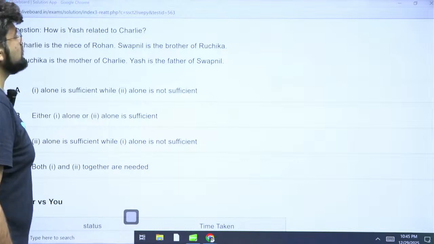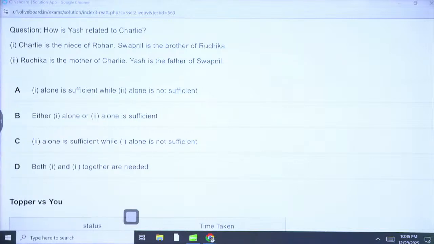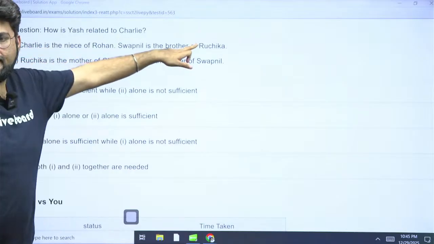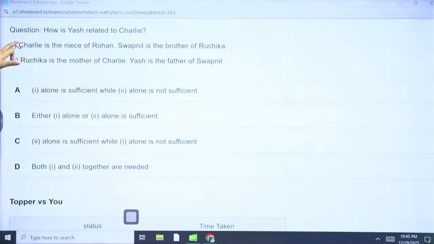So how is Yash related to Charlie? Charlie is the niece of Rohan. Swapnil is the brother of Ruchika. See, 1 alone is sufficient, either 1 or 2. 2 alone is sufficient, both 1 and 2. See, now look at this. 1 alone. No mention of Yash and Charlie together in the same line. That means we cannot draw a conclusion. So 1 alone is gone, either is gone.